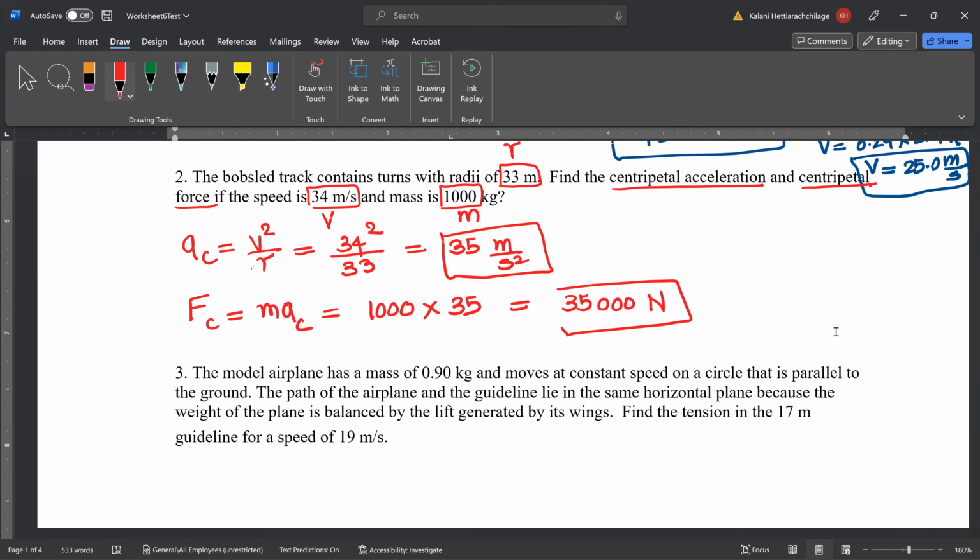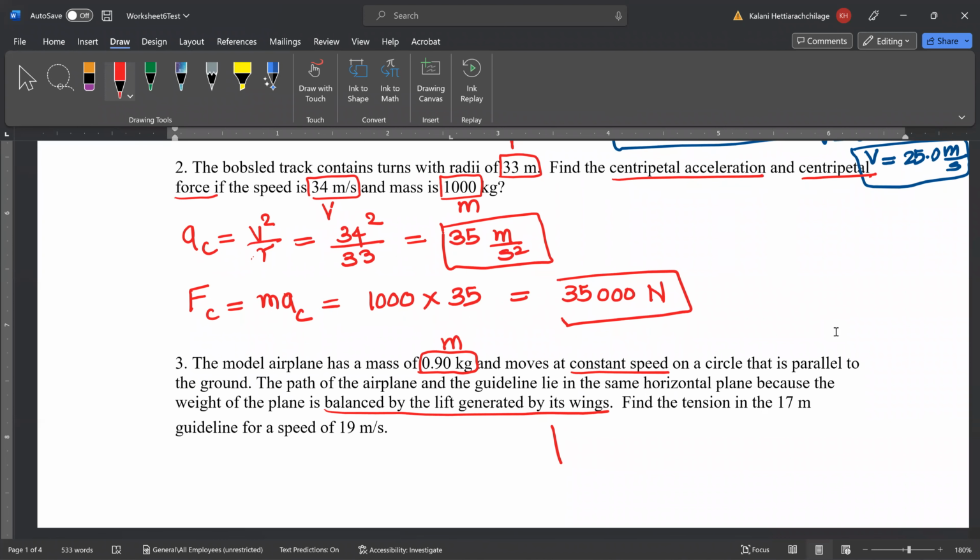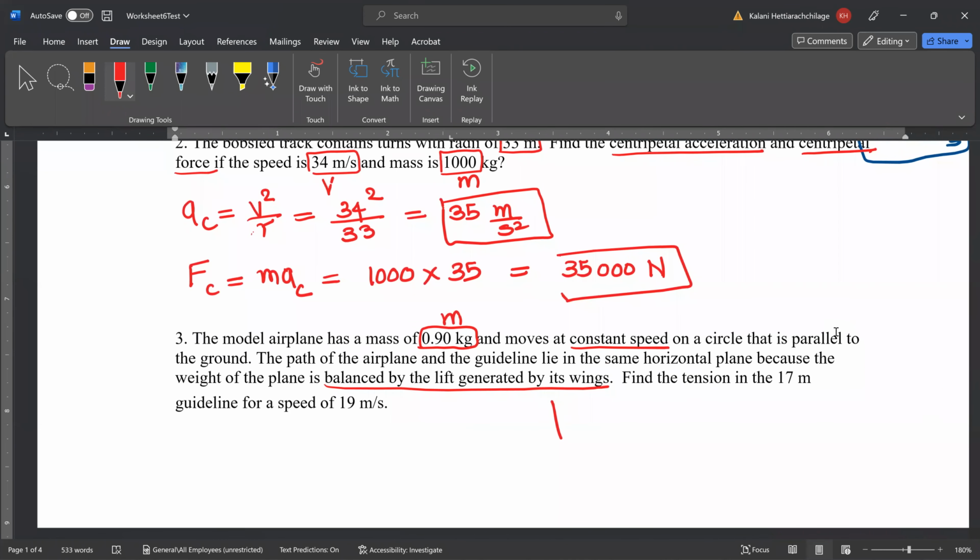Okay, so now let's move into the next question. The model airplane has a mass, again, make sure that you symbolize this yourself, and moves at constant speed on a circle that's parallel to the ground. The path of the airplane and the guideline lie in the same horizontal plane because the weight of the plane is balanced by the lift generated by the wings. Find the tension in the 17-meter guideline for the speed of this one. So speed is this one, radius is this one.